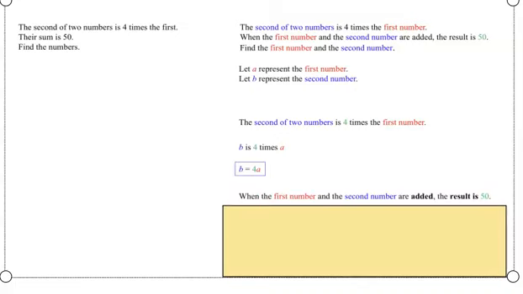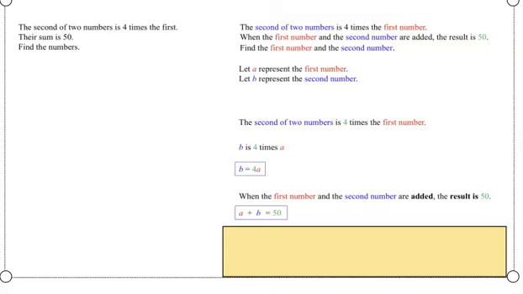Now we want to change that second sentence into an equation. So we can write that second sentence: the first number and the second number added, the result is 50. That's what they meant by the sum is 50. We're just going to call that A plus B equals 50. The sum of the first number, A, plus the second number, B, equals 50.